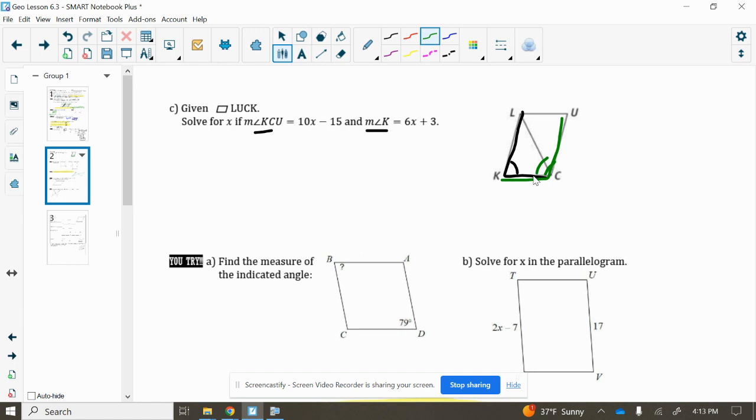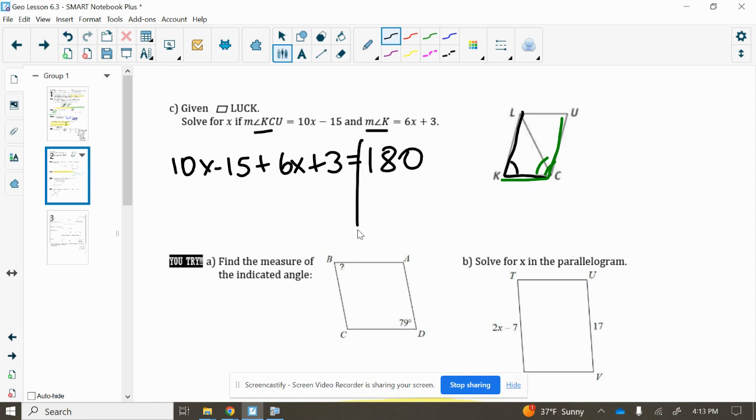consecutive angles. So what we know is that angle KCU plus angle K, our two consecutive angles, have to add up to equal 180. So that's why I always like to look at my picture. Are they next to each other or are they opposite of each other?